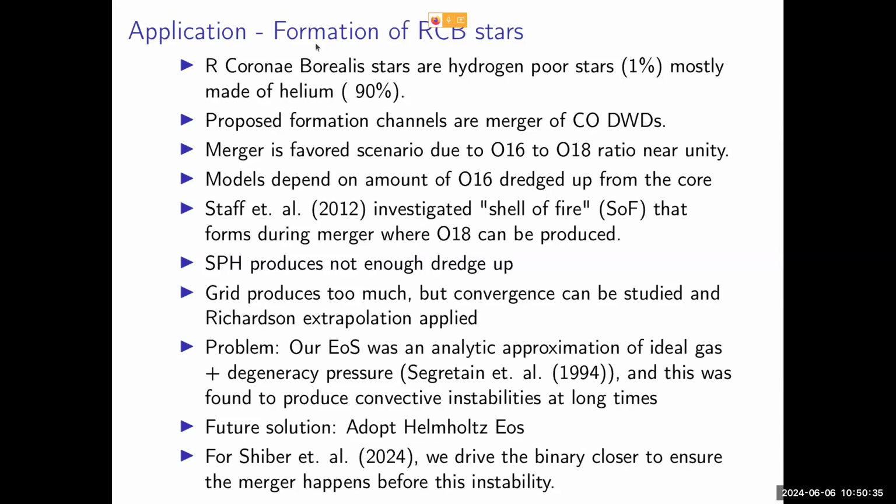And after a long time, relative to how long it takes the binary to merge, it winds up having effective instabilities. Stars, and we looked at it just with a single star, and it's still having instabilities. We're not sure why exactly. Ideally, Helmholtz equivalent state, which is something, but for this paper, we just make sure that the binaries actually merge before this happens.